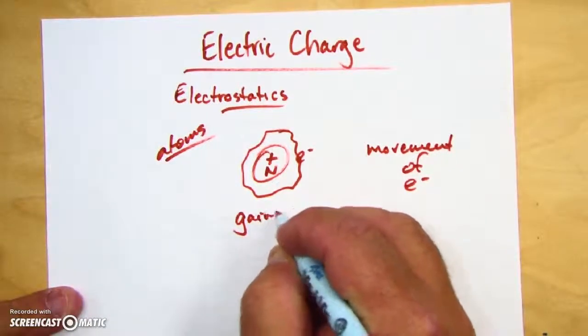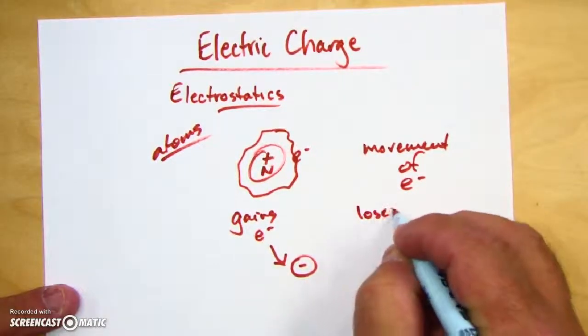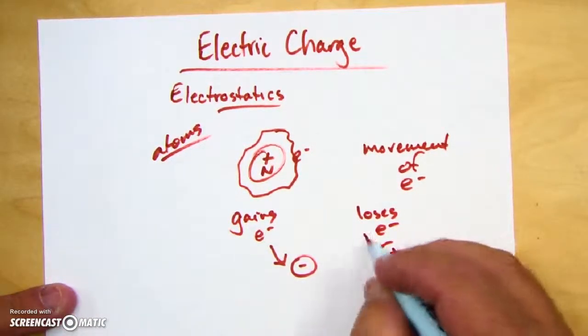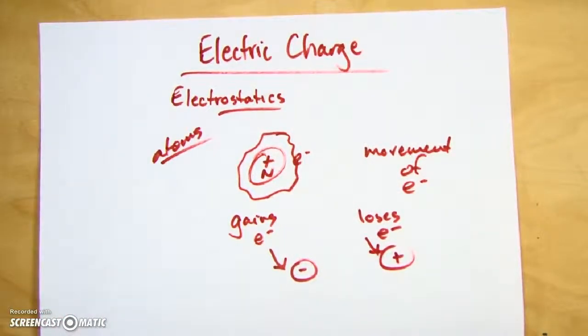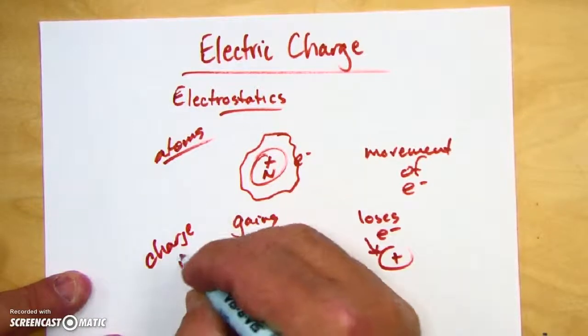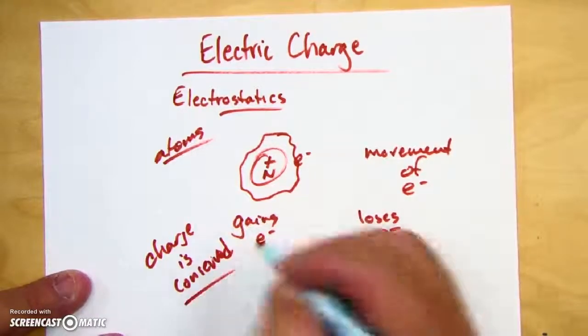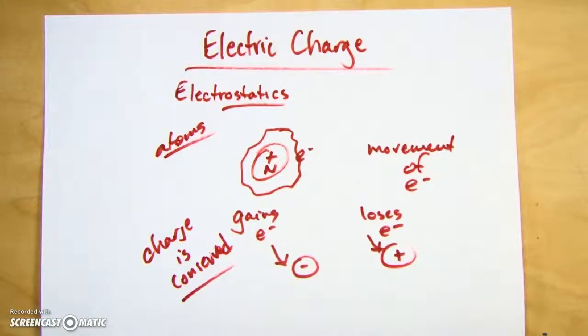If an object gains electrons, it's going to have a net negative charge. If it loses electrons, it's going to have a net positive charge. All atoms start out neutral. They may have 1 trillion positives and 1 trillion negatives. It's when they gain or lose negatives that cause them to become charged. So that's the important thing to understand, that charge is conserved. So when you scuff your feet on a carpet in the winter and you pick up electrons from the floor, your body becomes negative, the floor becomes positive.